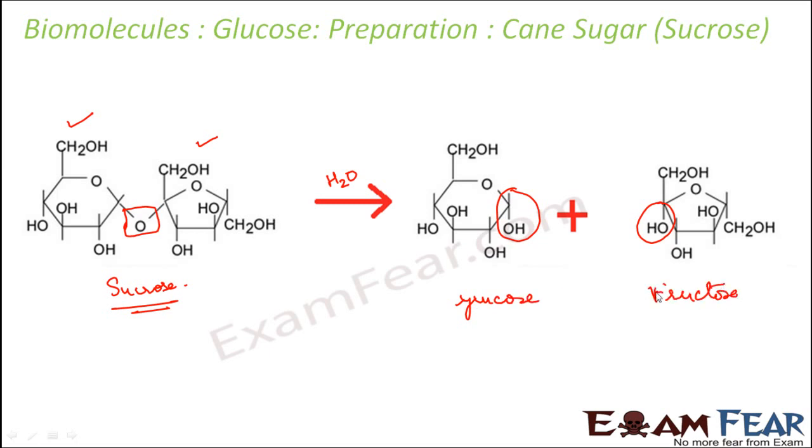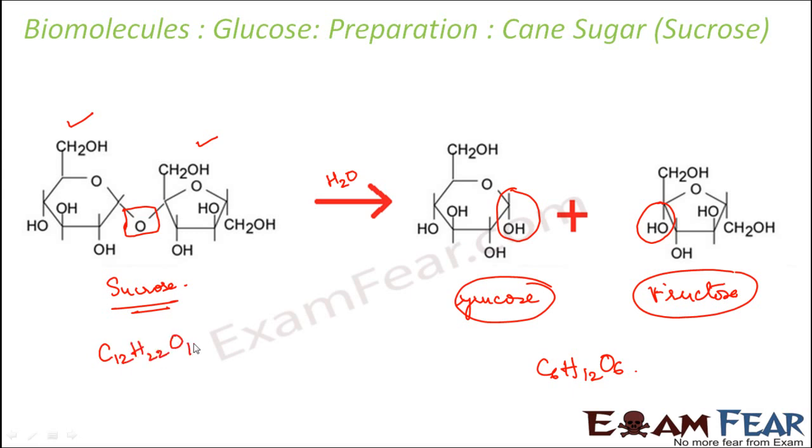Note here that this process is helpful in the preparation of both glucose and fructose. These two monosaccharides, glucose and fructose, have the same chemical formula. Both of them are C6H12O6, but the arrangements are quite different. You can see the ring is different here, while the ring is different there. So their cyclic structures are different, but otherwise their formula remains the same, whereas sucrose is C12H22O11. This is how glucose is formed from sucrose.